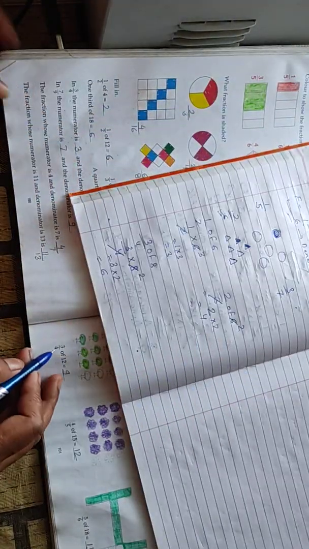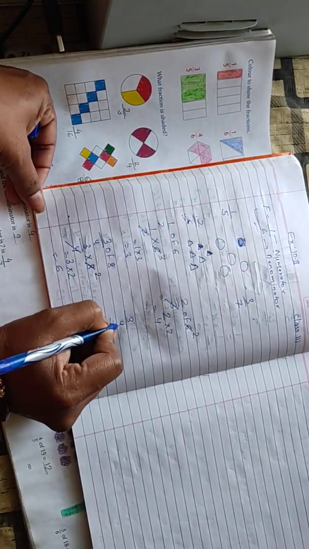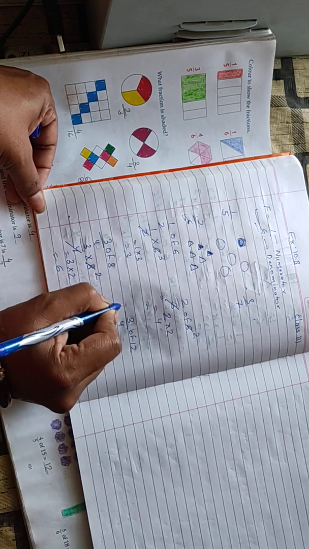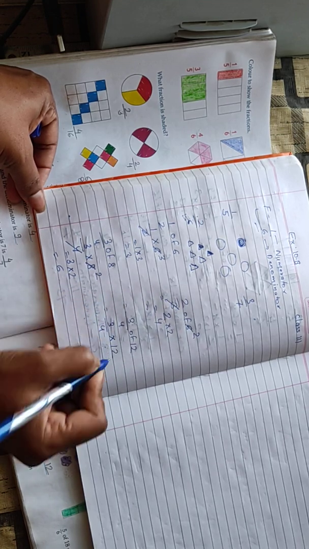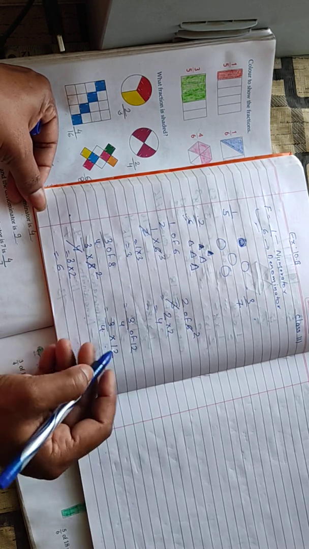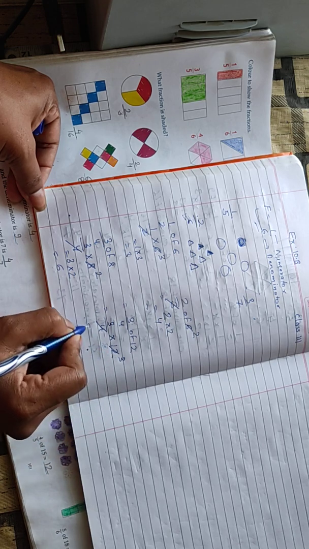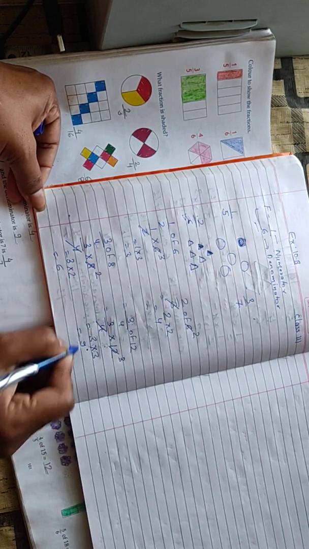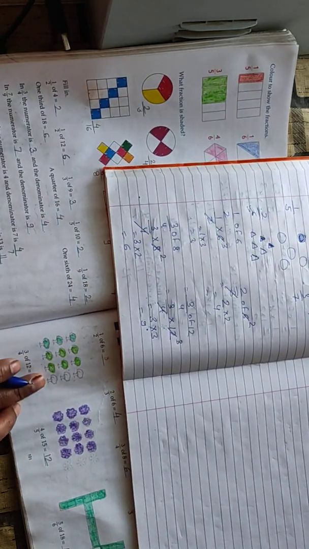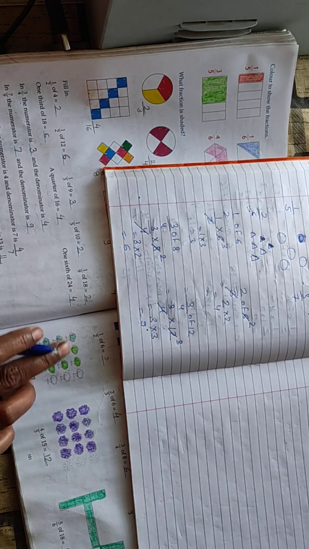That means here it's given 3 by 4 of 12. Now 3 by 4 of means multiplication, and 12. Now 12 in 4's table, 4 1s are 4, 4 2s are 8, 4 3s are 12. So 3 into 3, that is 9. That means out of these 12 trees, 9 trees are to be shaded or colored: 1, 2, 3, 4, 5, 6, 7, 8, 9.